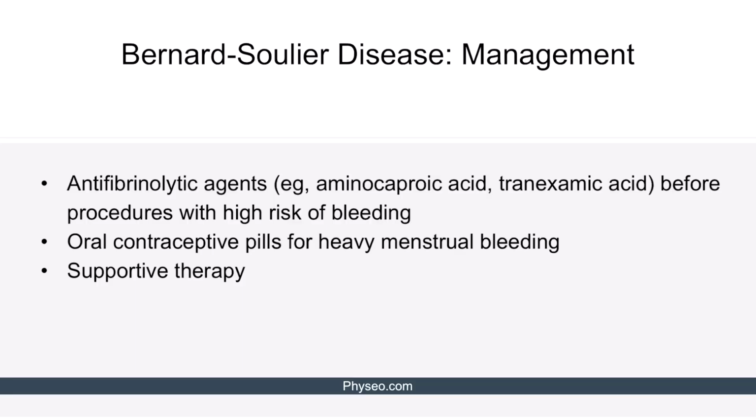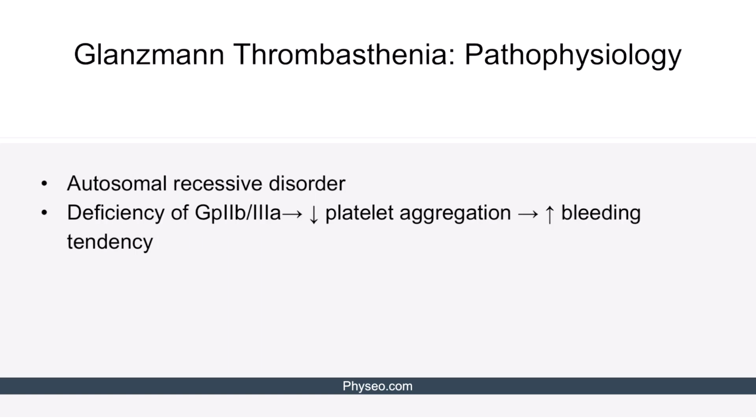Let's move on to the management of Bernard-Soulier disease. These patients should receive antifibrinolytic agents such as aminocaproic acid or tranexamic acid before procedures with a high risk of bleeding. These medications inhibit the breakdown of clots, minimizing the patient's risk for bleeding. Additionally, women with Bernard-Soulier disease may need oral contraceptive pills for heavy menstrual bleeding. Otherwise, treatment is supportive. Let's move on to Glanzmann thrombasthenia.